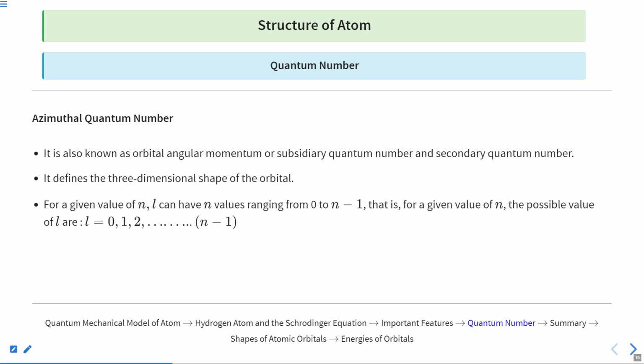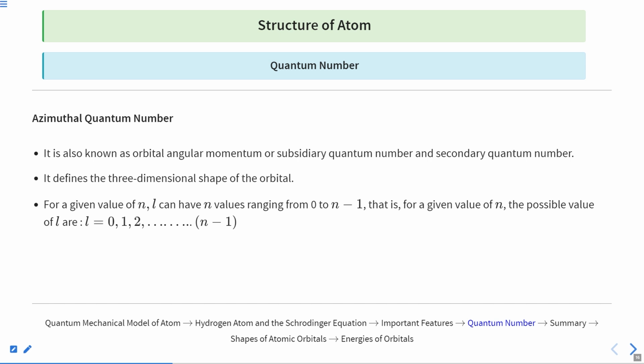Next, talking about the azimuthal quantum number. So what is the azimuthal quantum number? The n decides the size of the orbital, the size of the shell. Now in the shell we have subshells, which are denoted with the help of the azimuthal quantum number, and the shape of the subshell is decided by this azimuthal quantum number only. Clear?